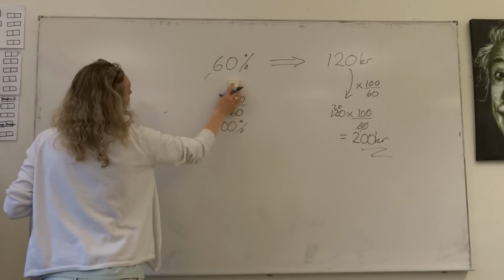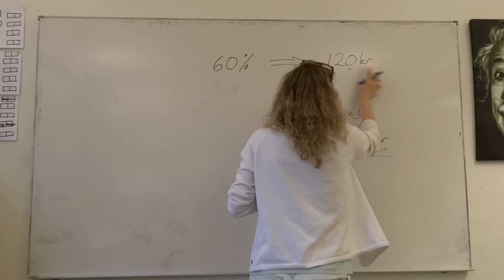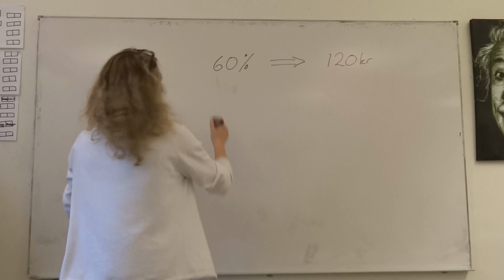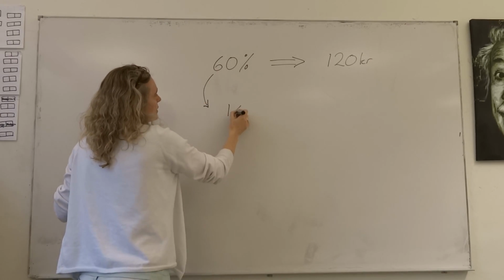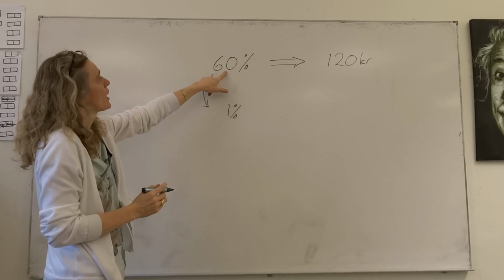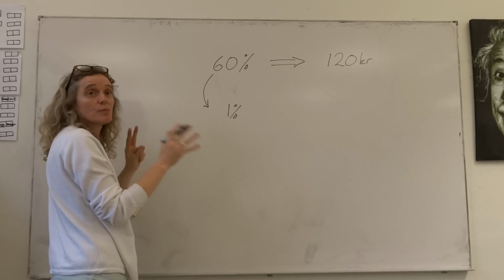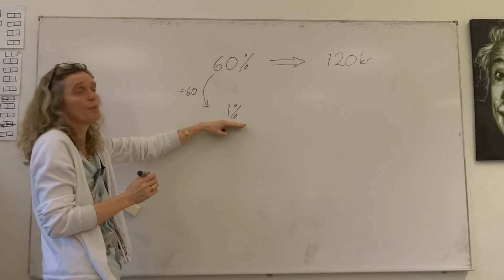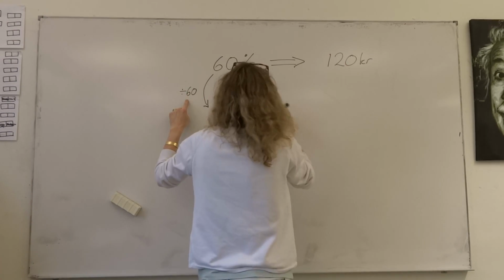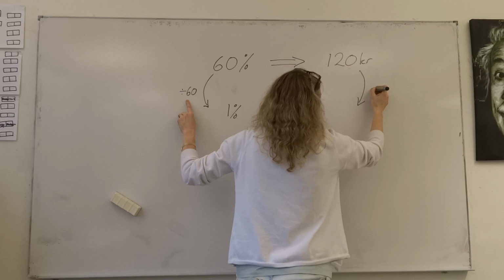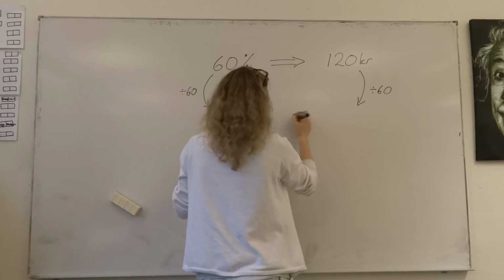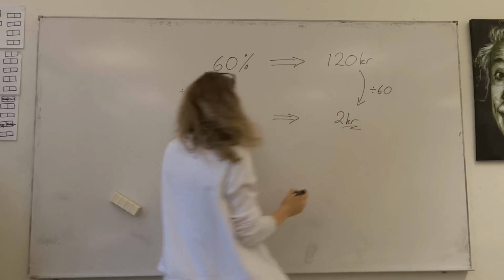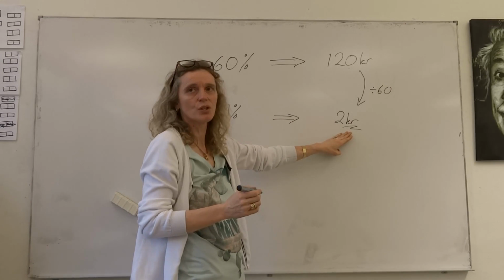Let's look at the easier way to do this one. If we know that 60% is 120 kronas, let's go from 60% to what 1% is. This is the easiest way. We can go from 60 to 1% only using multiply and divide. If we divide this side by 60, we get what 1% is. If we divided this side by 60, we have to divide this side by 60. So 1% is equivalent to 120 divided by 60 is 2 kronas. So we know that 1% of our money is equivalent to 2 kronas.